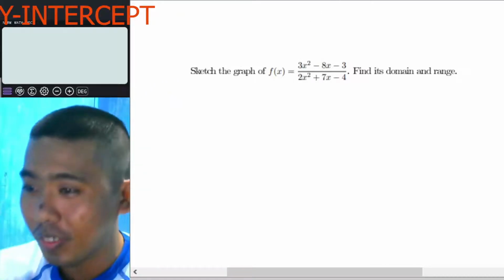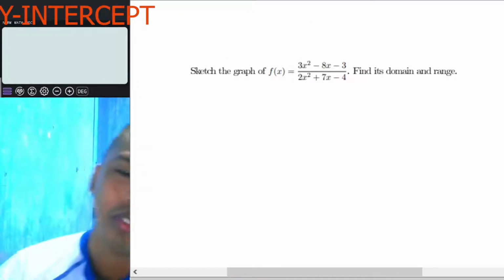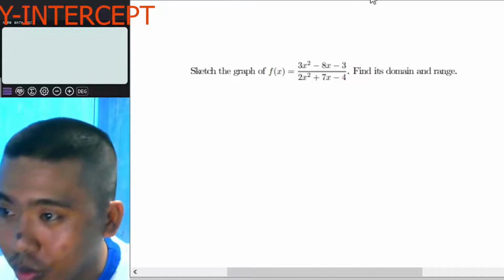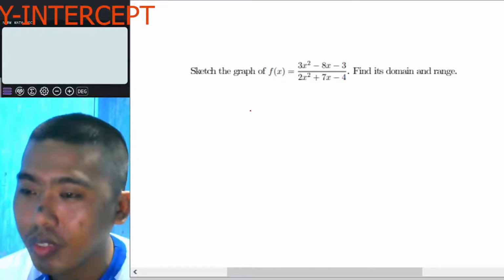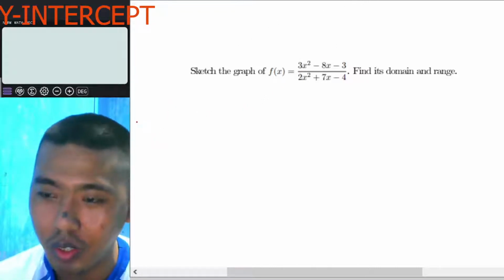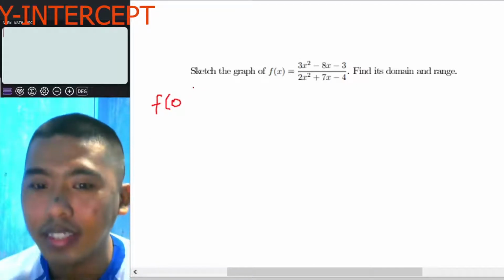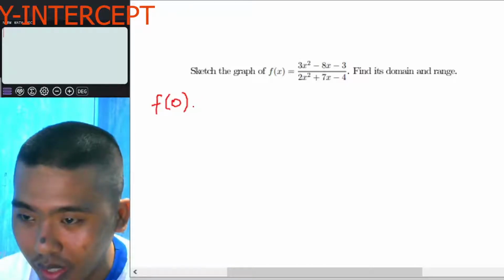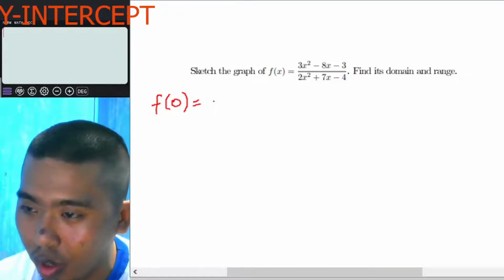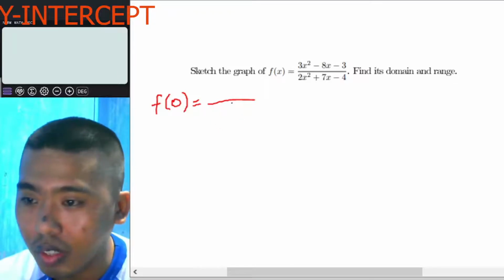Okay, in order for us to know the y-intercept, what we are going to do is to make the x become 0. This is how to find the y-intercept. So f of 0. So we make x equal to 0. Yan yung pagkamita sa y-intercept ha. So just substitute all of the x's with 0.